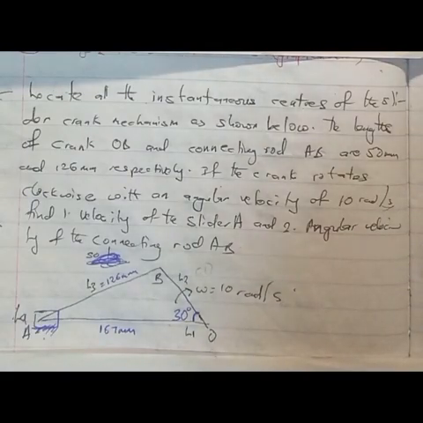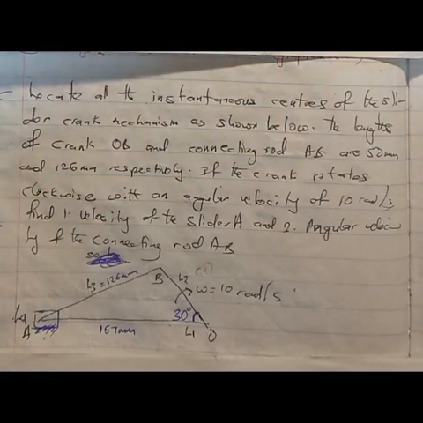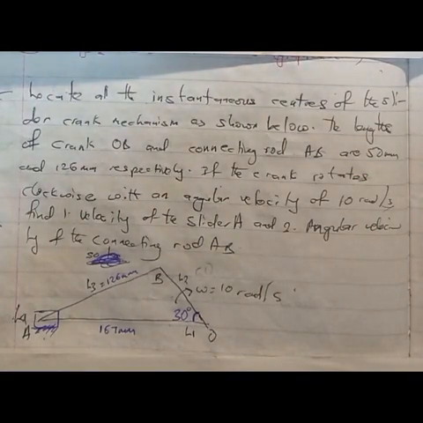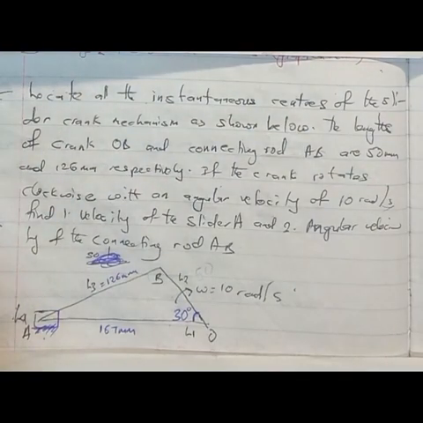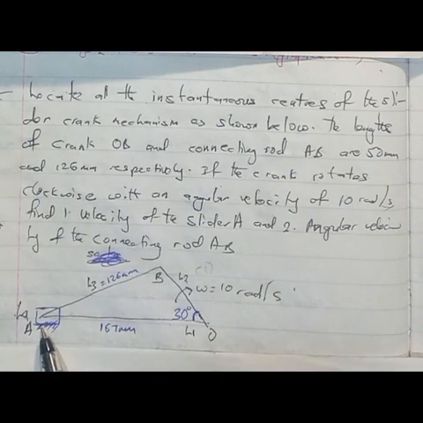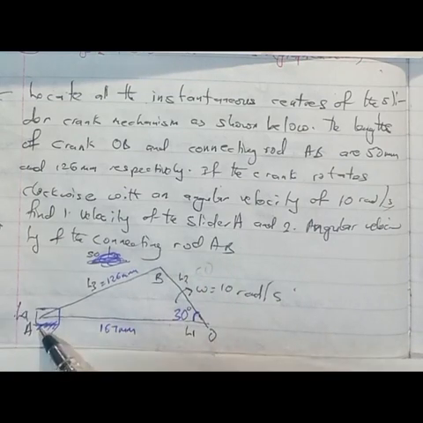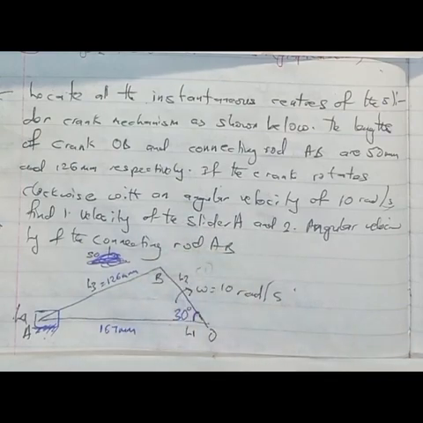So for this question, we are expected to calculate the velocity in the link using instantaneous centers. You can see from the diagram, we've been given the dimensions of the connecting rod and the crankshaft. And we're expected to calculate the velocity of the slider A. From the diagram, this is your slider A. We're also expected to calculate the angular velocity of the connecting rod AB. Now, this is your connecting rod AB. So those are the two questions you're expected to answer.